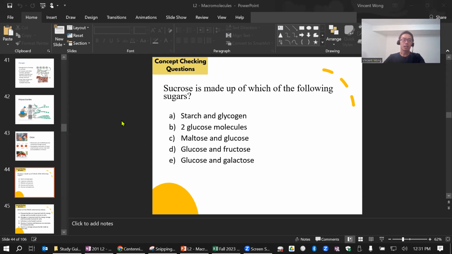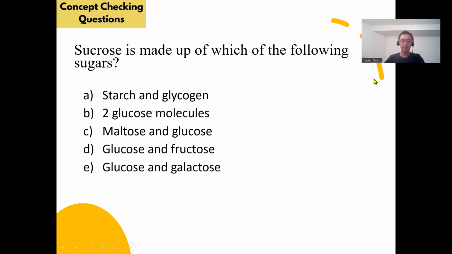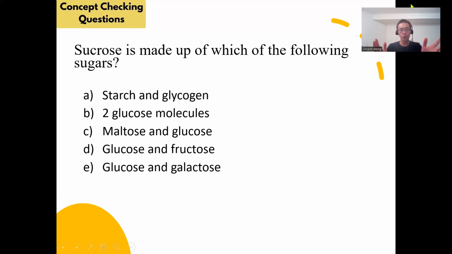Okay, so this is where we left off last time. We had two concept check questions that we didn't have a chance to go through yet. So let's take a look. Sucrose is made up of which of the following sugars?